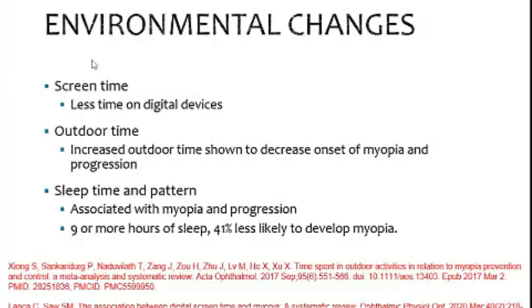Outdoor time, however, we do know for sure that time outdoors is protective against myopia onset and myopia progression. And lastly, sleep time or sleep pattern. Now, for sleep time and sleep pattern, it's more of an association. We don't have a cause-effect relationship yet. But we know that children who have more than 9 hours of sleep are 41% less likely to develop myopia compared to those who don't.